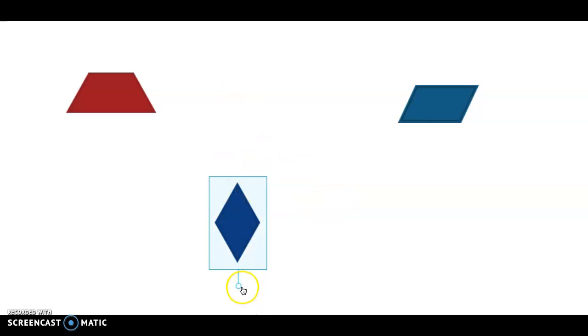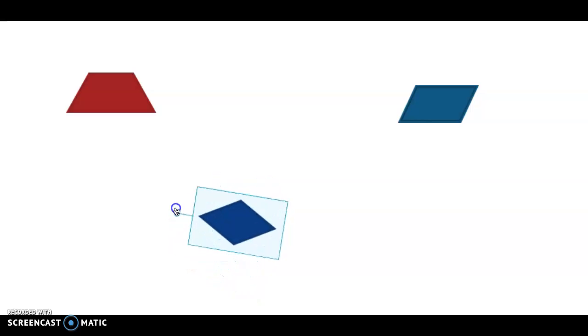What's this one? If I turn it different ways, it looks like all of the sides are the exact same length, and this line is parallel to this line, and this line's parallel to this line. So two sets of parallel lines. All the sides are the same, but no right angles. That is a rhombus. Say that word with me, rhombus.